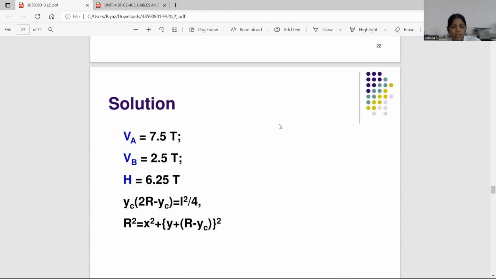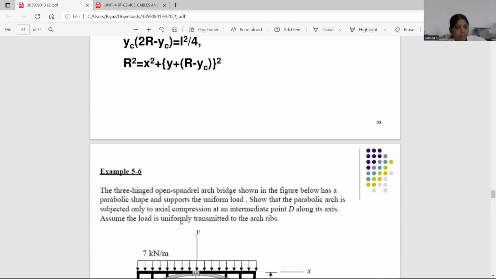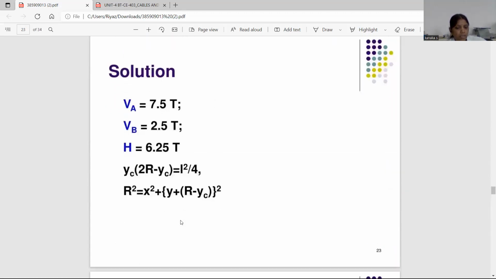So find out the values. Already find out the vertical reactions VA and VB, and the horizontal thrust H. So Y is changed for the parabolic arch and the circular arch. So already Y equal to 4YC divided by L squared into x into L minus x for the parabolic equation. And for the circular arch, YC into 2R minus YC equal to L squared divided by 4. So R squared equal to x squared plus y plus R minus YC whole squared. So this is the central circular arch.